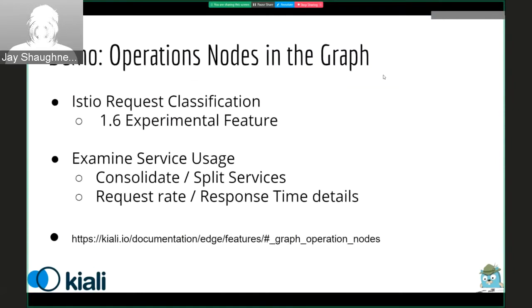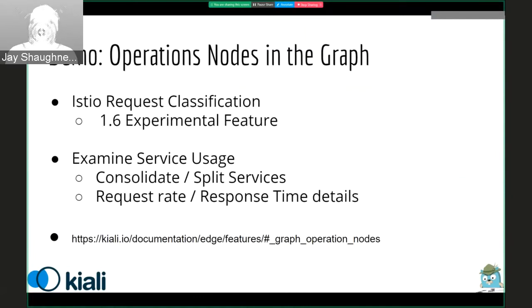And to finish up, we do have one new feature to demo today that will be coming in today's release. It's called Operation Nodes in the Graph, and it has to do with a new feature that was introduced in Istio 1.6 as an experimental feature. So it should probably be a full-fledged feature in 1.7 called Request Classification.